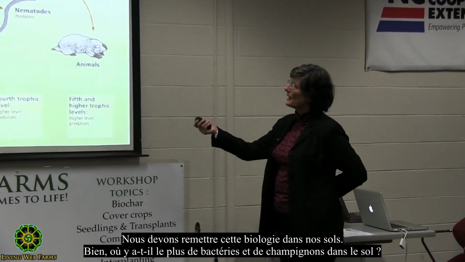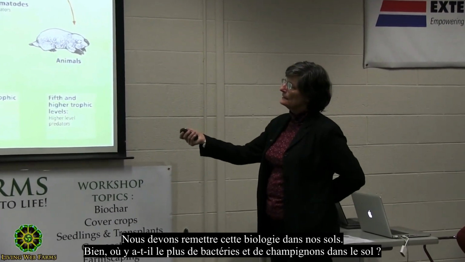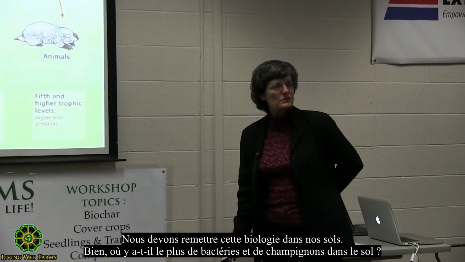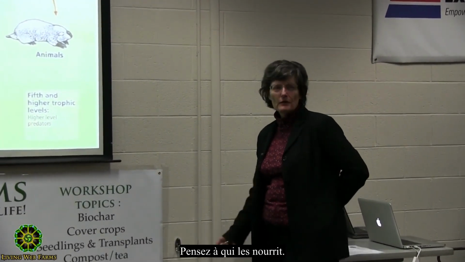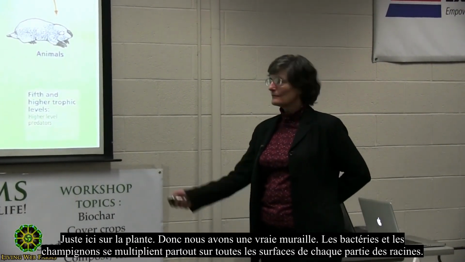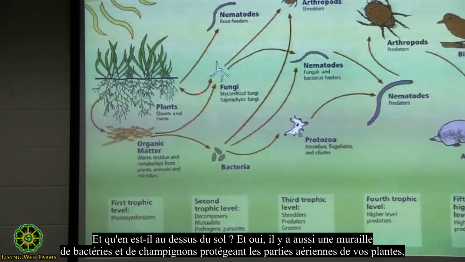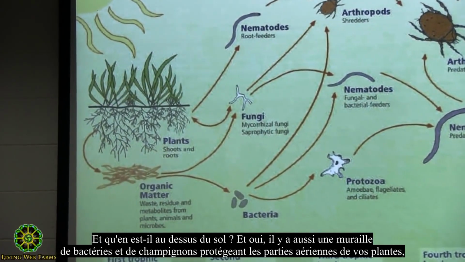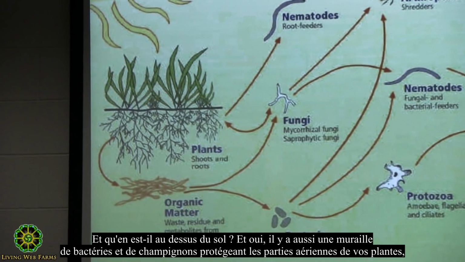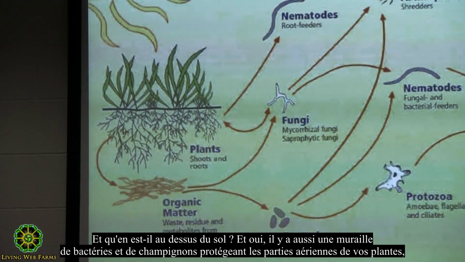We need to put this biology back into our soil. Now, where are most of the bacteria and fungi in soil? Think about who's feeding them. Right here in the plant. So we have a castle wall of bacteria and fungi growing all over the surfaces of every bit of that root. Well, how about above ground? Oh yeah. We've got a castle wall of bacteria and fungi protecting the above ground part of our plant.